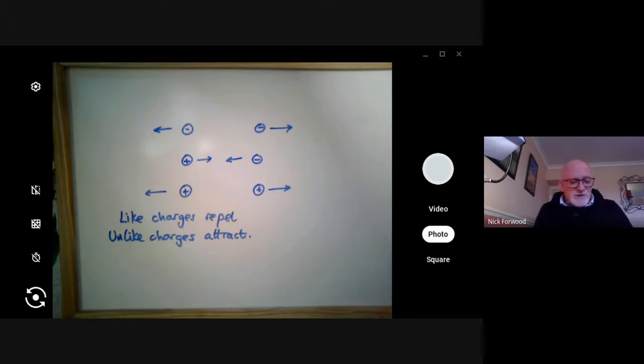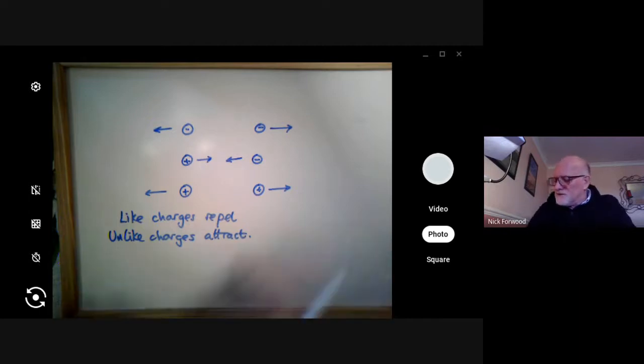But of course, you can change a neutral atom into a charged particle by ionizing it. So if a neutral atom loses an electron, then it becomes positively charged. If it gains an electron, it becomes negatively charged. You can think of these as two electrons, or you can think of them as two protons. But we're just going to call them charged particles because they have a charge on them.